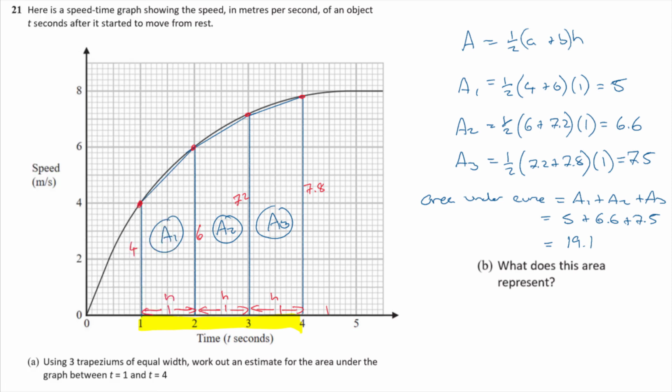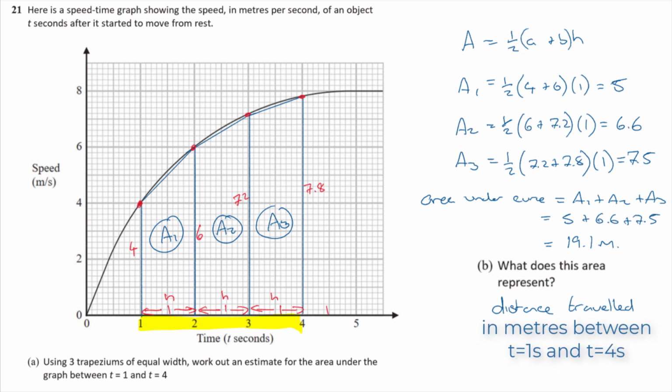Now, what does this area represent? Well, the area under a speed time graph is distance, isn't it? So it represents distance travelled. So presumably that 19.1, because I had speed in meters per second and time in seconds, I'm assuming that's 19.1 meters that the object travelled during the time between 1 and 4 seconds.